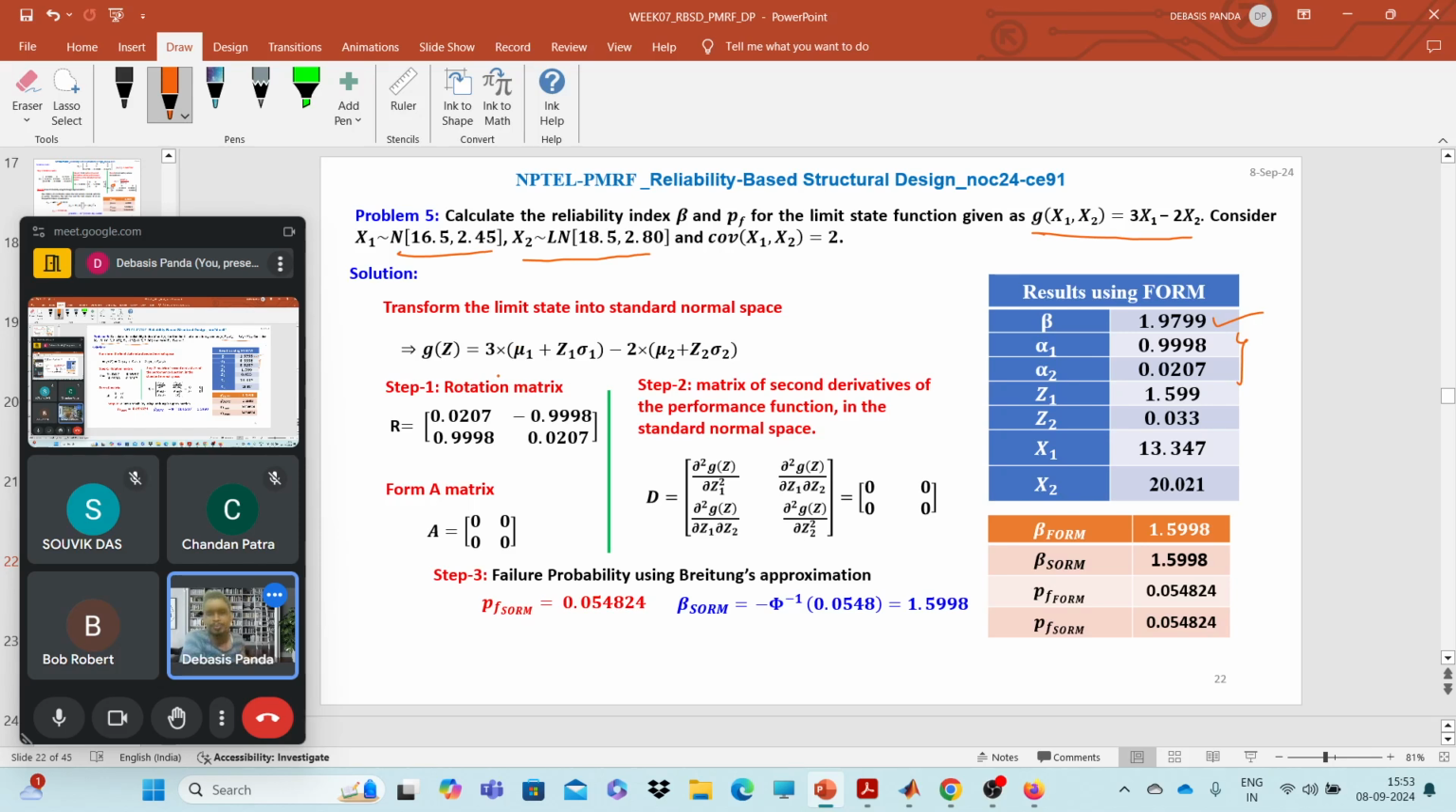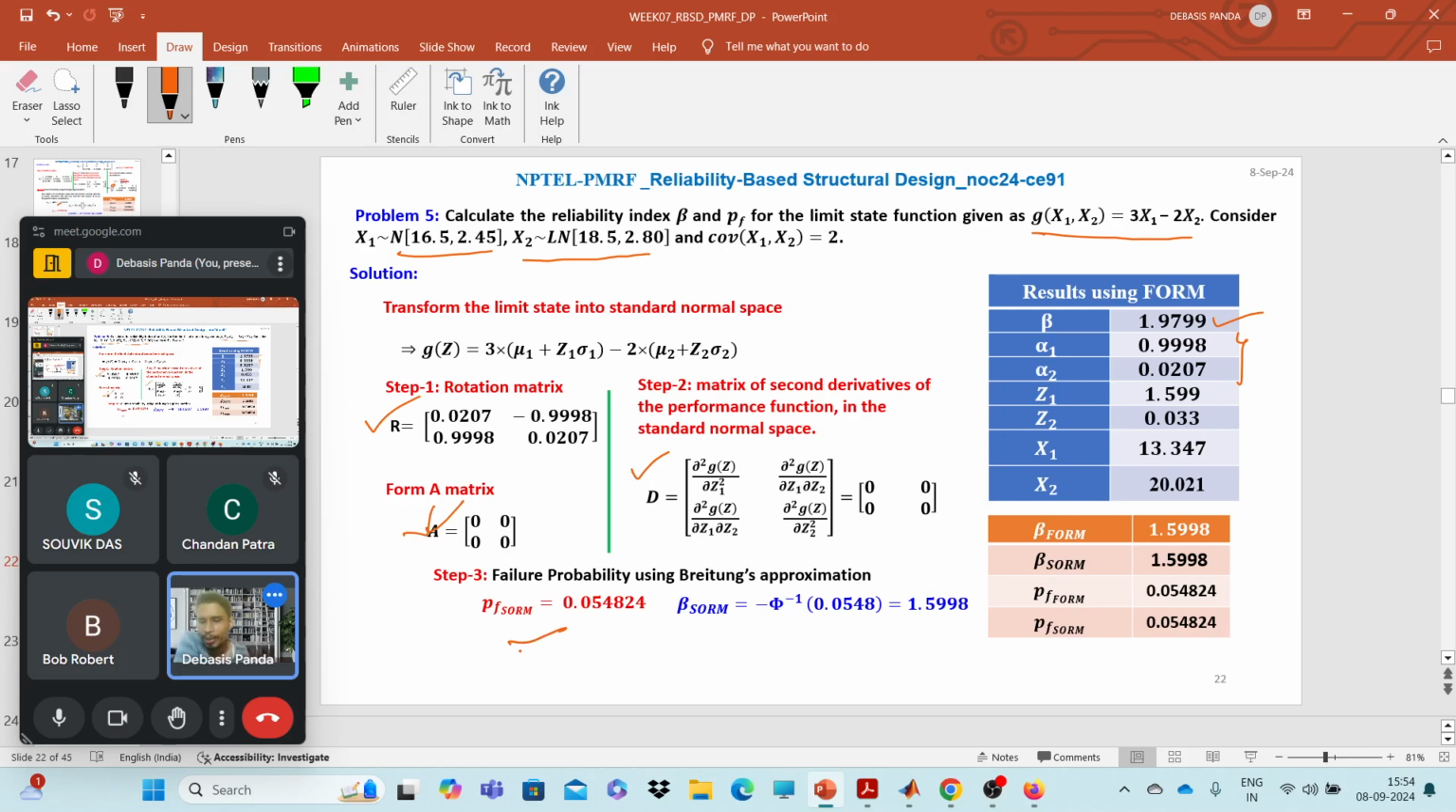Now let's construct the R matrix. R we will get in this form. For the D matrix, the second derivative, because it's a linear function, there will not be any second derivative term. That means there will not be any curvature. So D will eventually be 0. And if D is 0, A will be 0. And if A is 0, there will be no kappa. That means no information about the principal curvature.